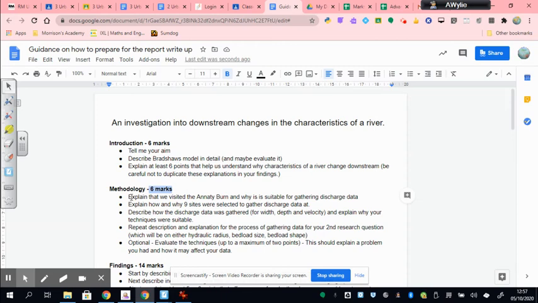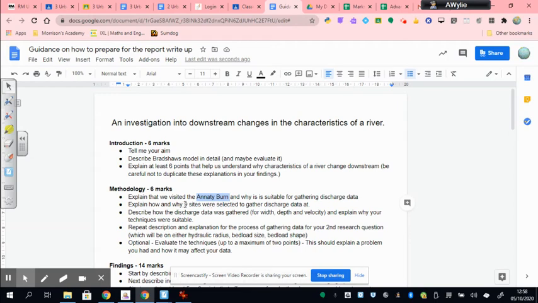You want to, first of all, explain that to gather discharge data, we have to visit a river, and you're going to want a paragraph, not a long one. Some of you were maybe writing a little bit too much in your practice, but you're going to want a paragraph that explains why the Amity Burn is a suitable river to study, and that will get you a mark. Remember, you've got to say it in the context of gathering data for discharge.